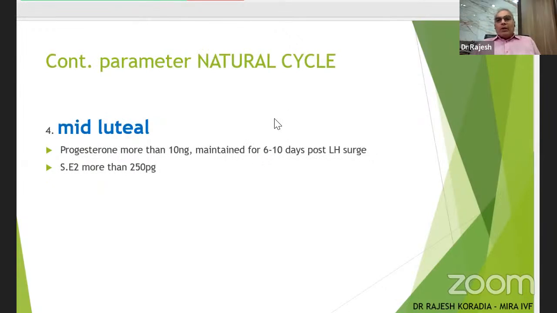What about the mid-luteal parameter? In the mid-luteal natural cycle parameter, progesterone is more than 10 nanogram, which is maintained for 6 to 10 days post LH surge. And serum E2 level is more than 250 picogram.